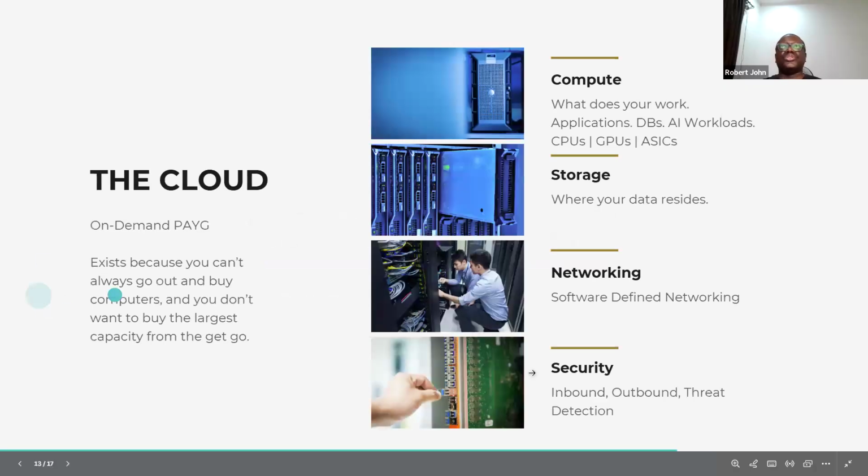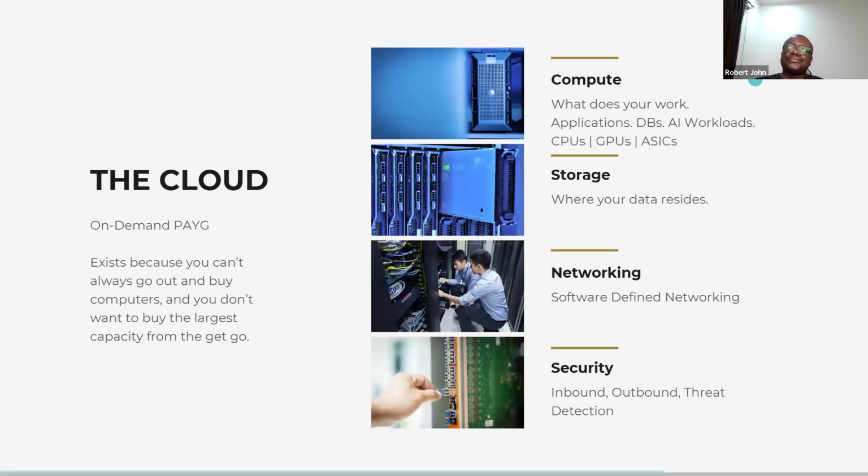So let me go back and talk some more. When you talk about compute, we're talking about what does your work. A lot of cloud providers will let you choose what sort of CPU you use, and not just the sort. It's not like, do you want Intel or do you want AMD or do you want an ARM-based processor? No, it goes down to the nitty-gritty of saying, what type of processor do you want? How many cores do you want?